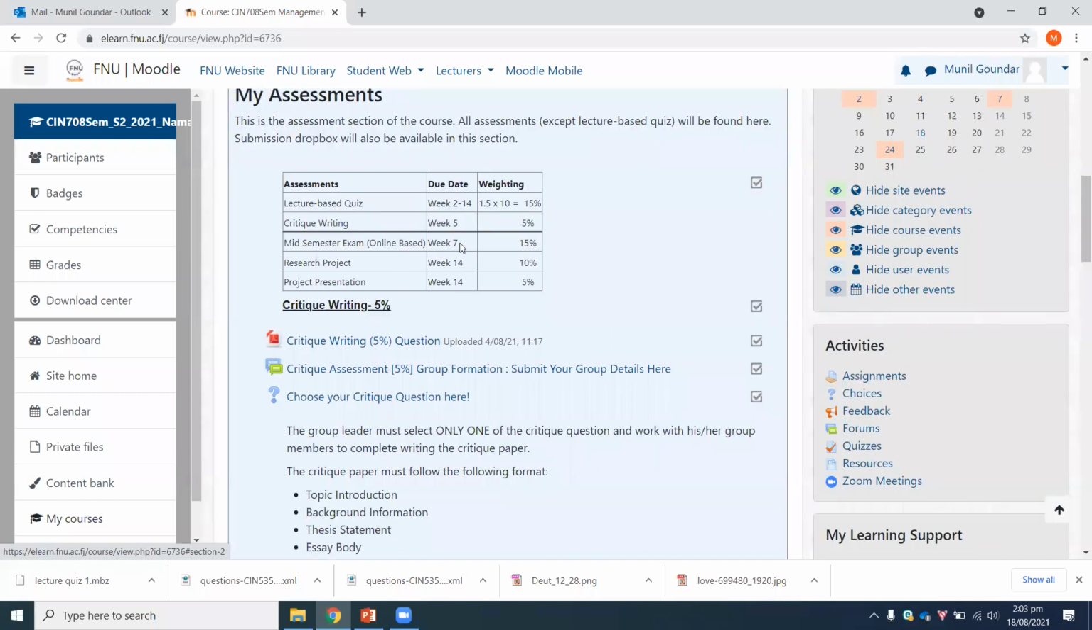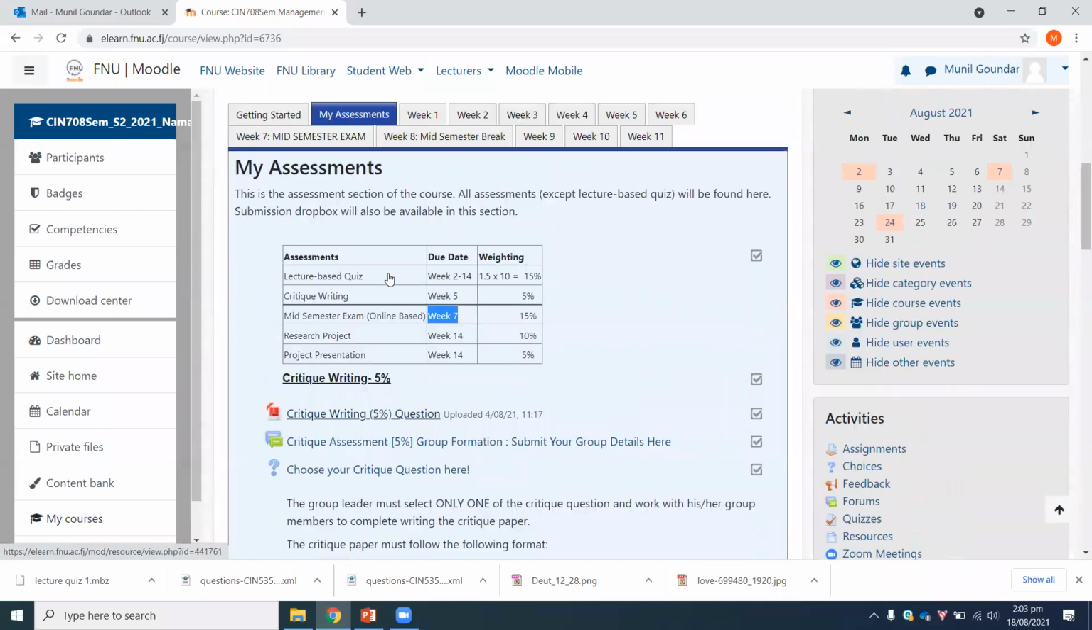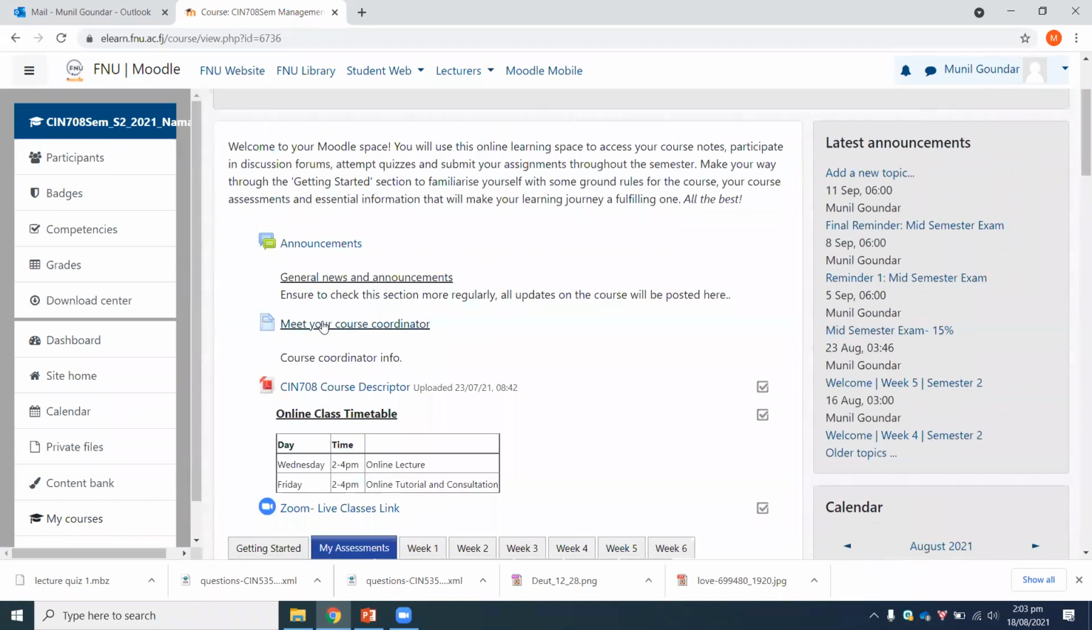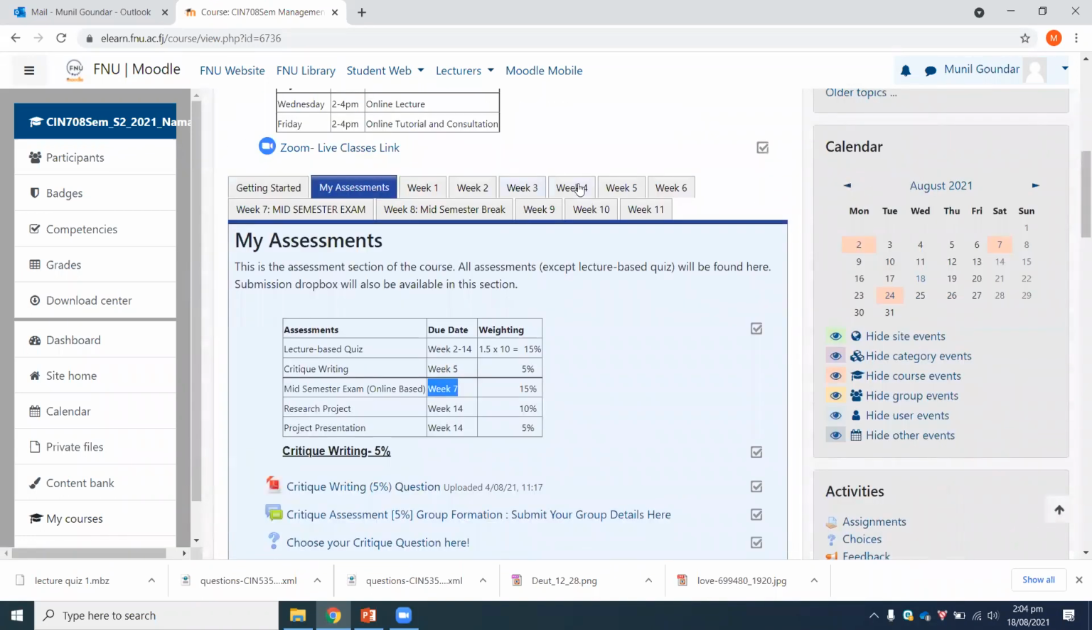Moreover, do note that week 7 is your online based mid-semester exam. So please ensure that you attempt your critic writing before you attempt your mid-semester exam so that it gives you ample time to revise and be well prepared for the mid-semester exam. Apart from that, I hope all of you are doing well.